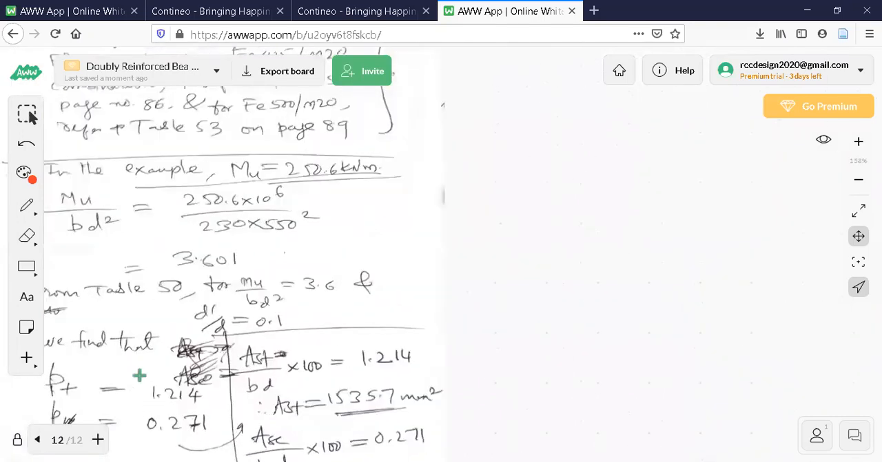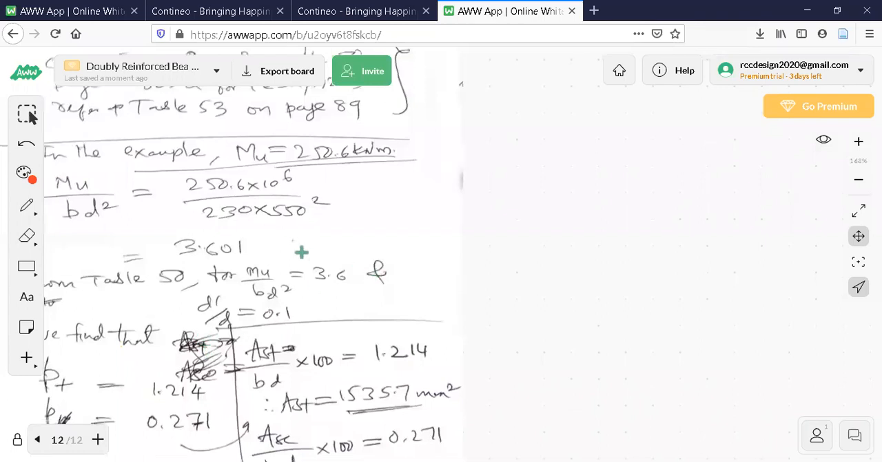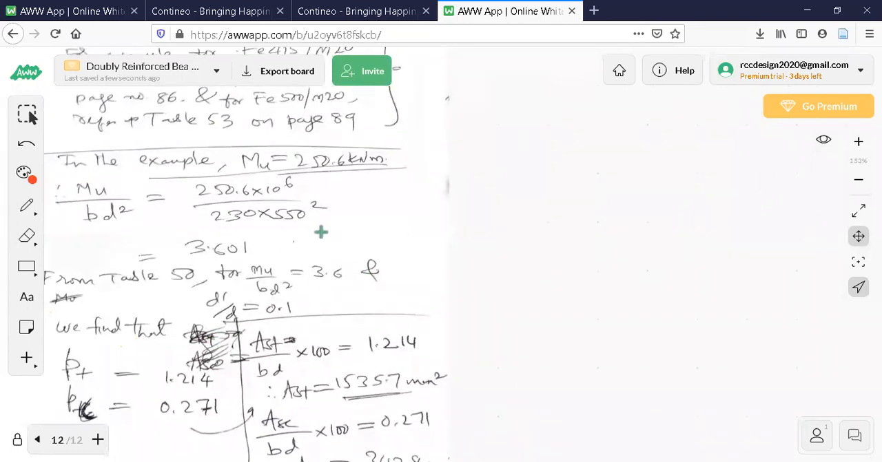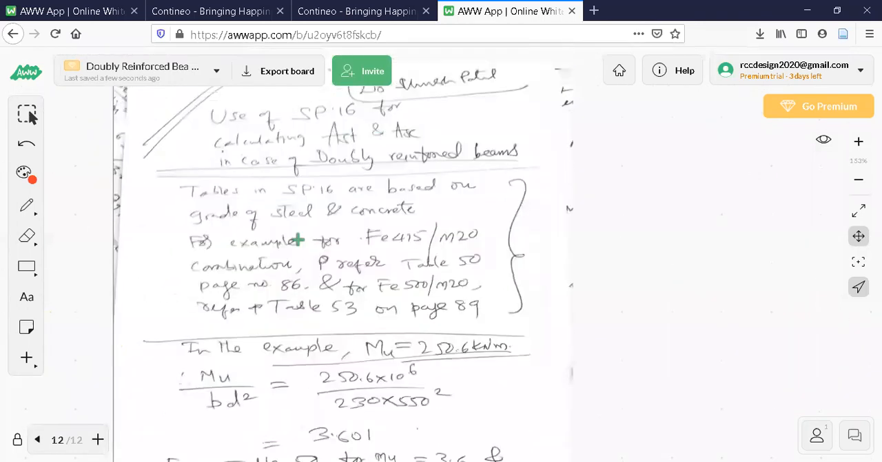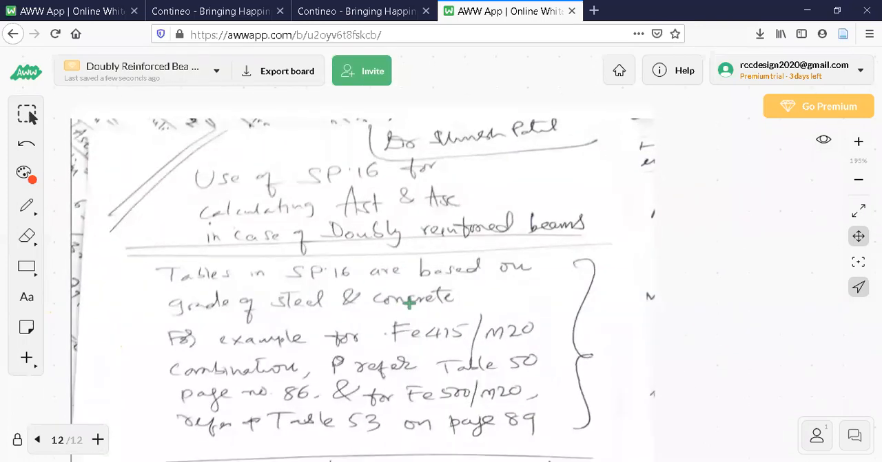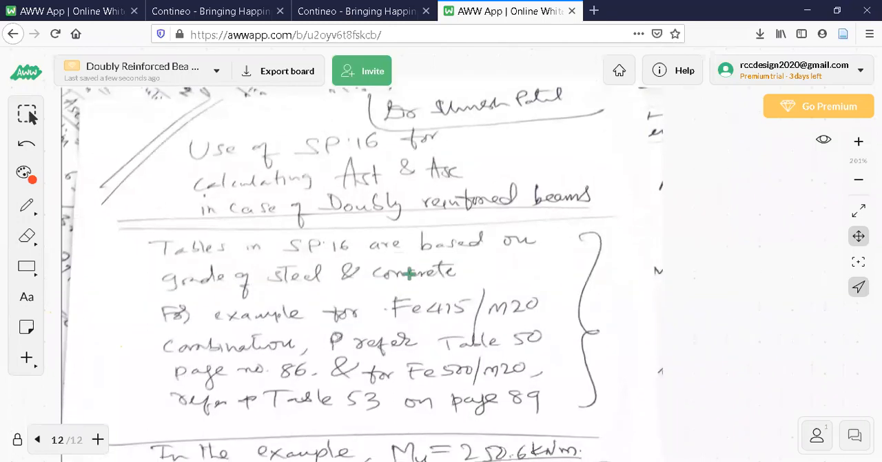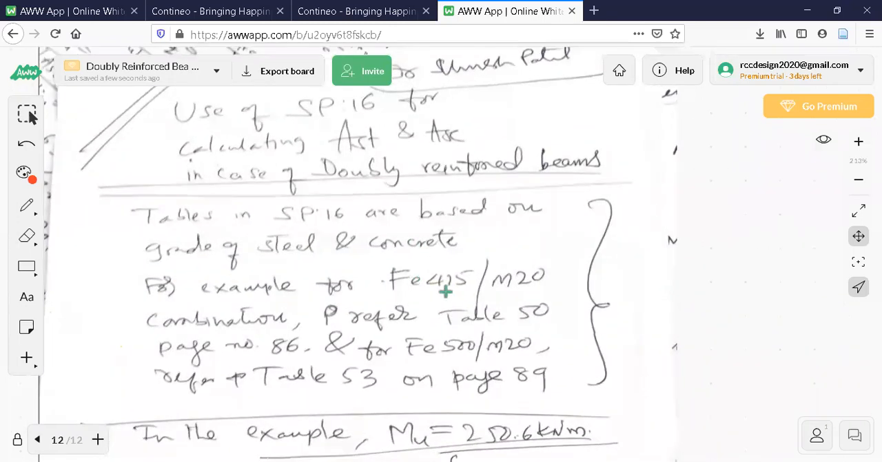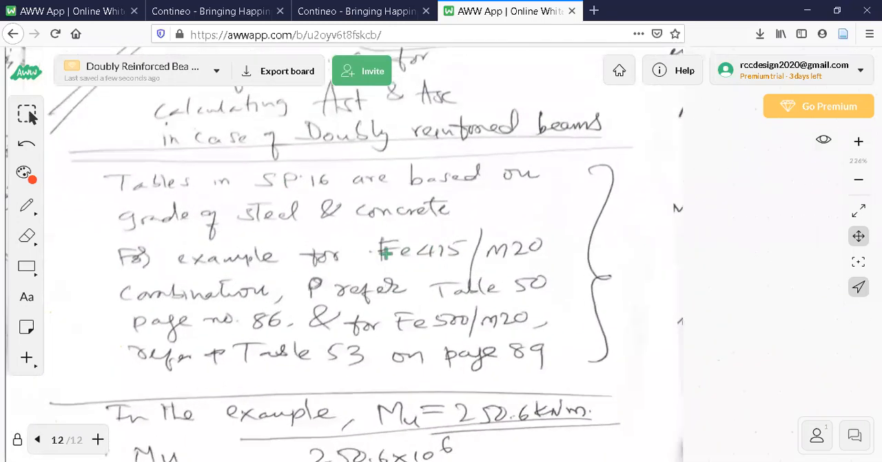Okay, observe here. This is the calculation actually. In the examination, what you will be doing, I am giving you now. You'll be having the codebook SP16 with you. Observe this: use of SP16 for calculating Ast and Asc in case of doubly reinforced beams.